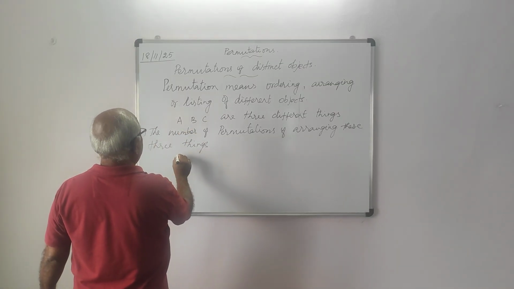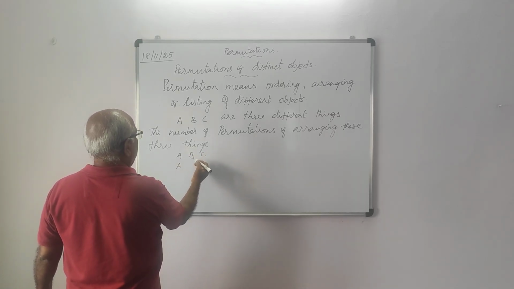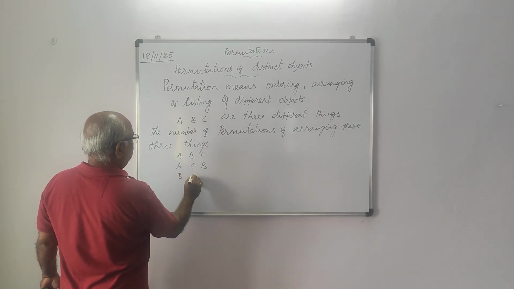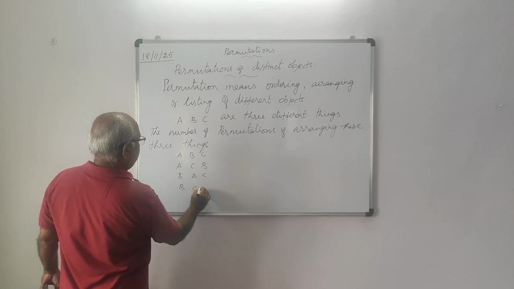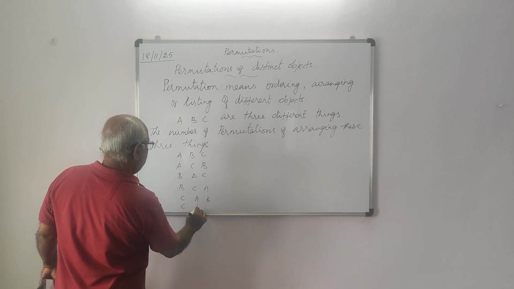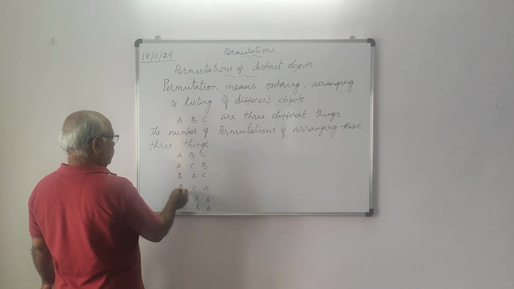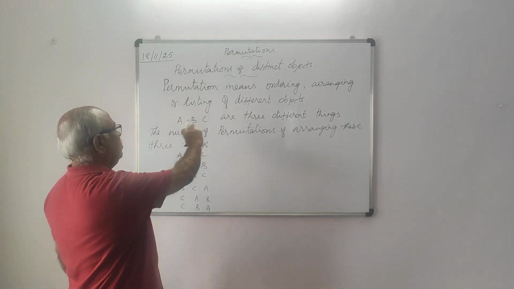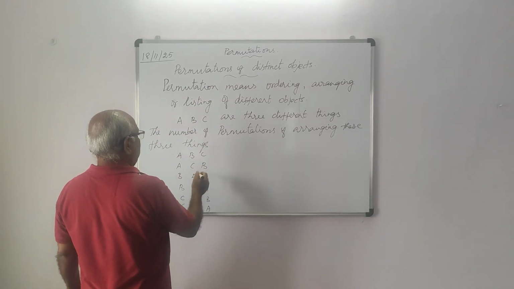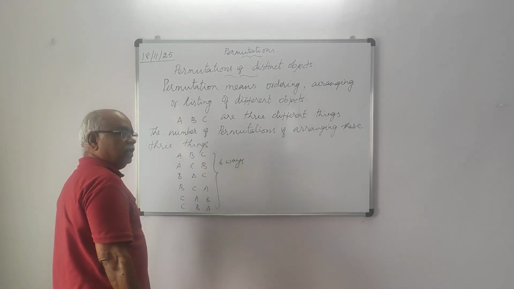See, A, B, C. It's an arrangement. You fix A and interchange C and B: A, C, B. And first B: B, A, C. B, C, A. Then C, A, B. Then C, B, A. That's all about the arrangements. 1, 2, 3, 4, 5, 6 arrangements are there. The number of permutations of arranging three things is how many ways? 6 ways.